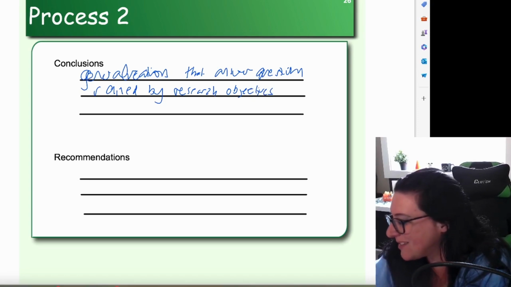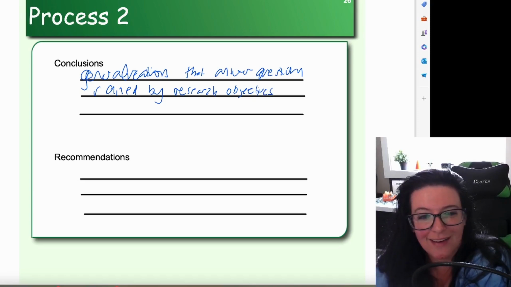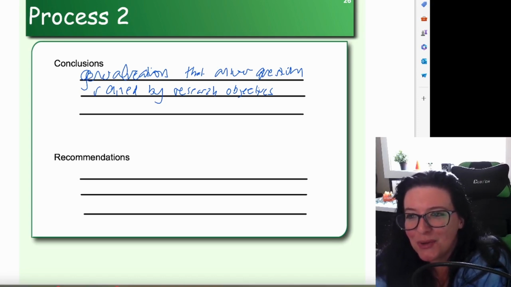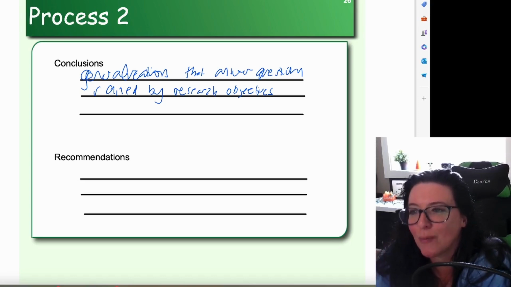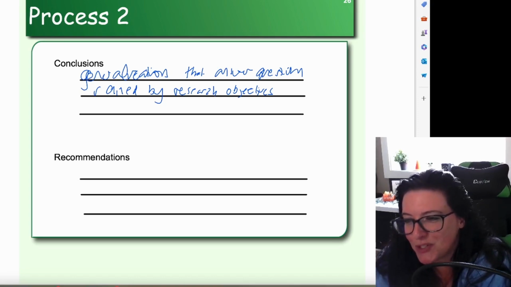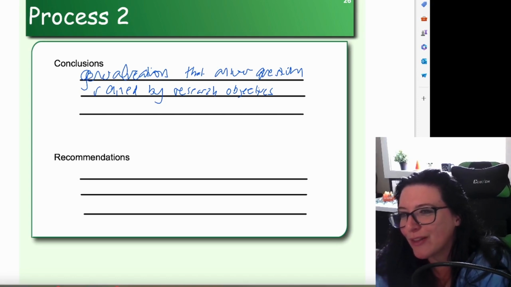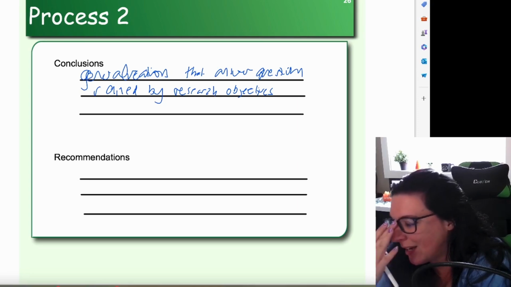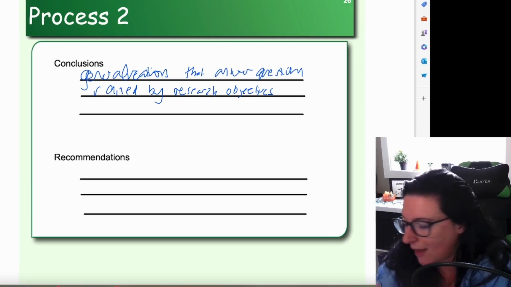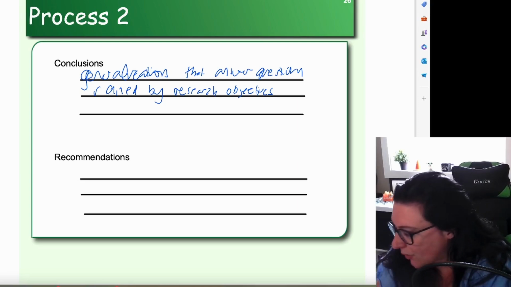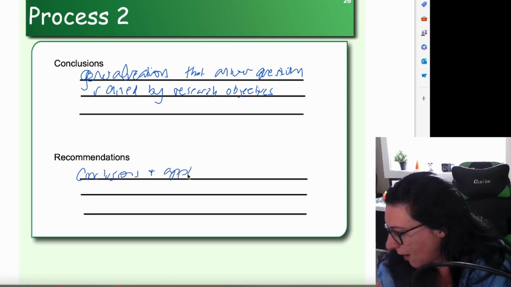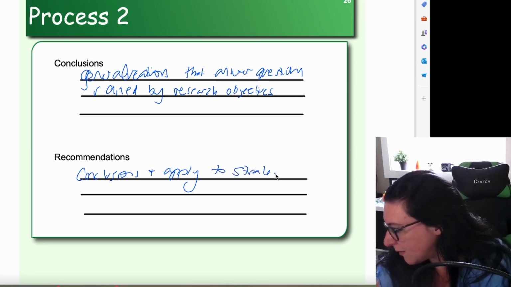Research objectives, okay, raised by, yeah. All right, so our conclusions need to tie back to that research objective. How will we know if this research is successful? What were those components? And so what we're generalizing here in our conclusion should tie back to that. And then our recommendations are going to take those conclusions and apply them to the strategy or tactics.